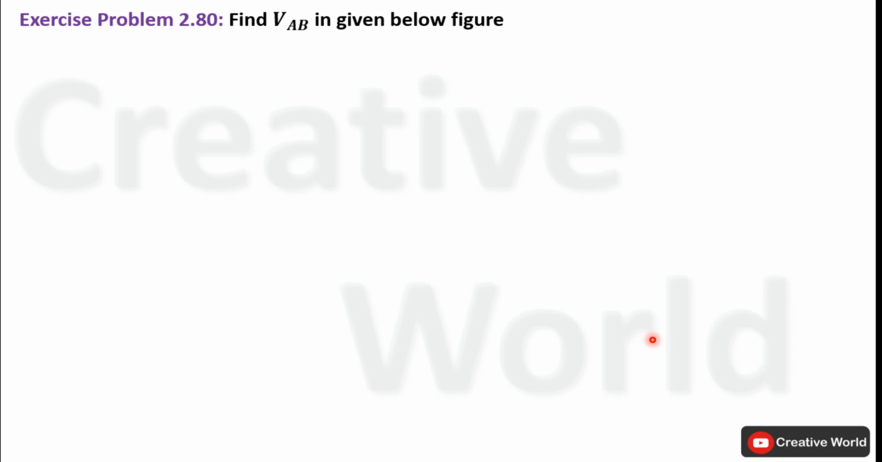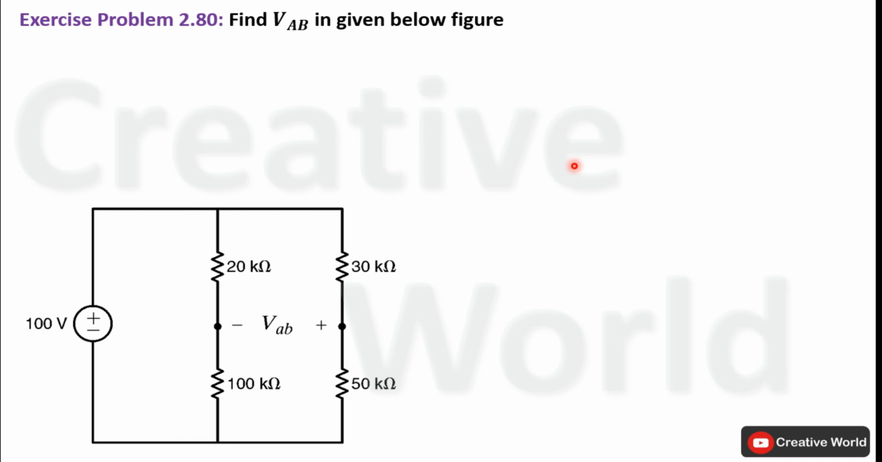Exercise problem number 2.80. Find voltage VAB in the figure given below. This is the circuit diagram of the given problem. Inside this network, we have to find the voltage between these 2 points labeled as VAB. So without wasting time, let's proceed towards the solution.